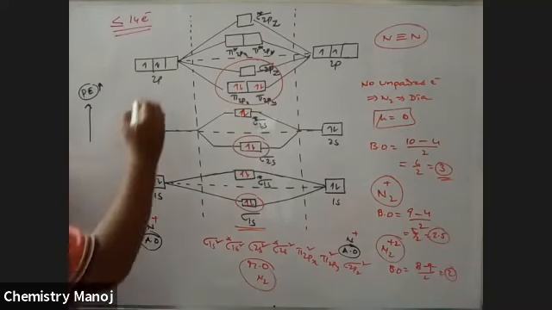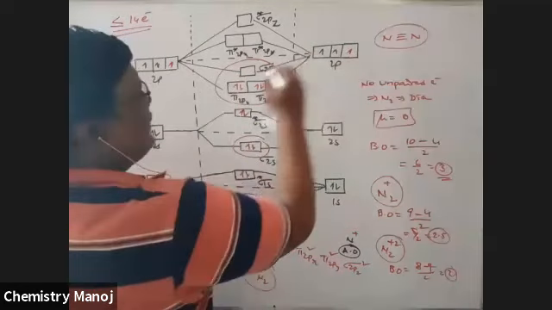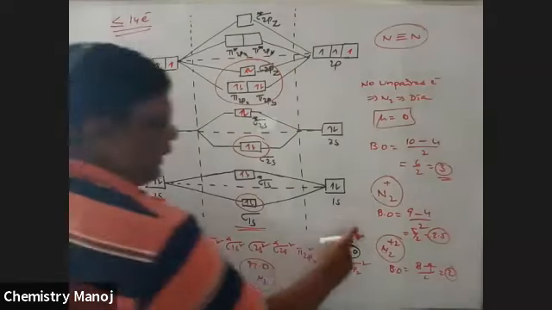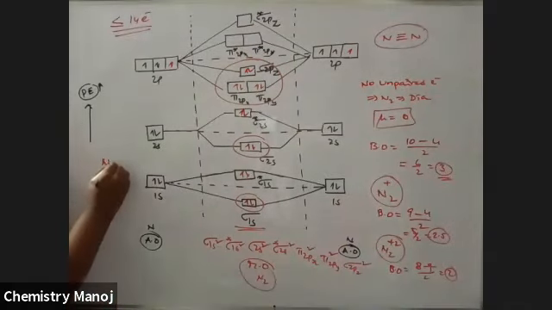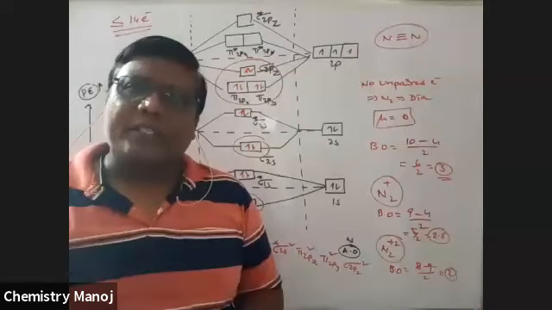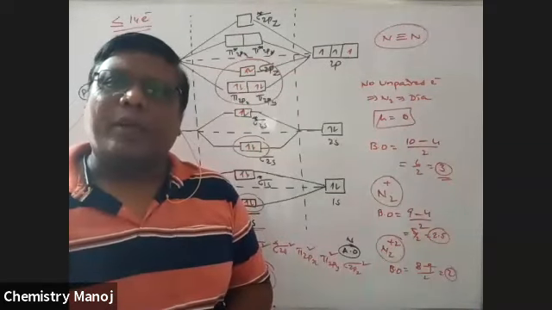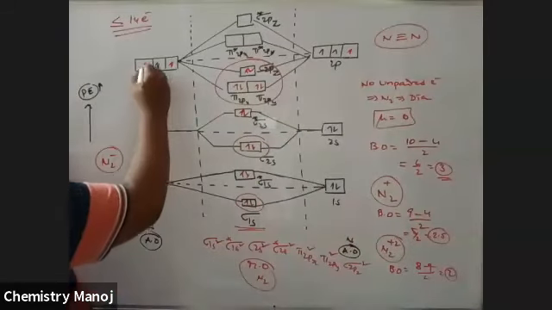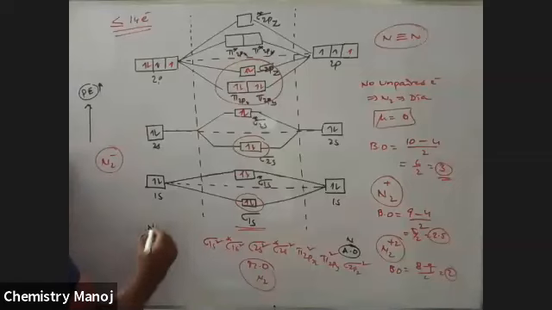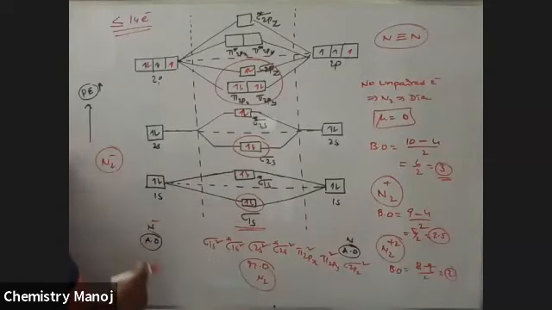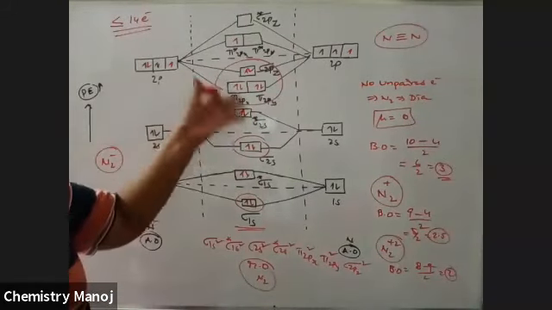Now it is N2, boys. Once again I am representing N2. I am trying for N2 minus. What does it mean? N2 minus means add one electron. I am adding one electron here. So one more additional electron is here.